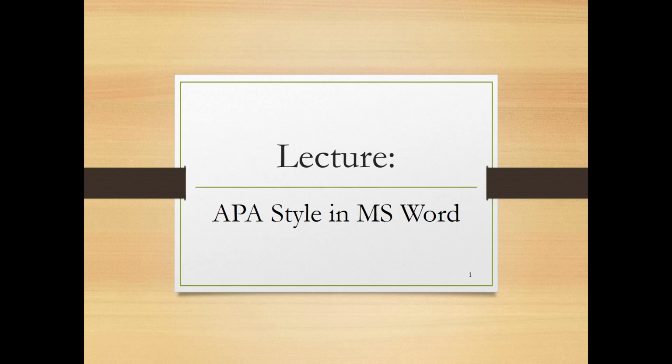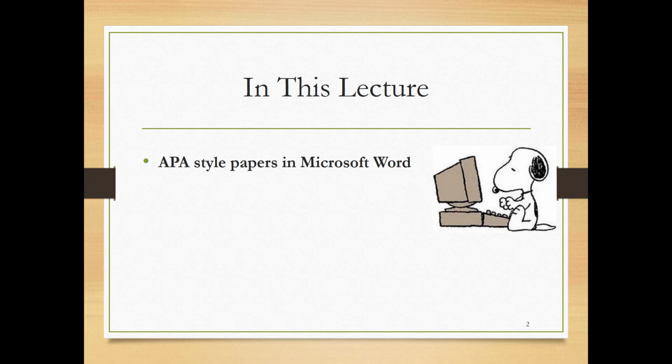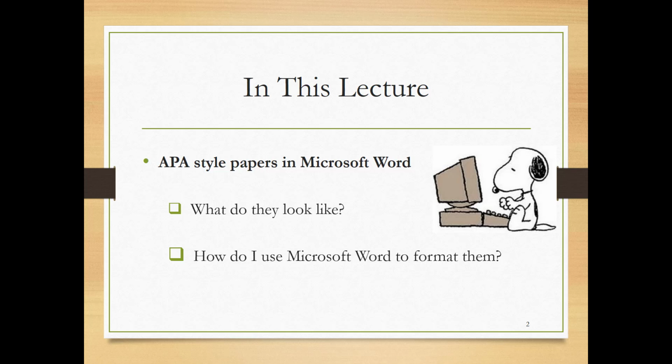Today's lecture is on APA style in Microsoft Word. In this lecture, we'll cover two topics. First of all, when we say APA style papers, what do they look like? And then also, how do I use Microsoft Word to format them? And so first, we'll take a look at the anatomy of an APA style paper so that you understand the overall structure of what they look like. And then we'll take a look at Microsoft Word to see how we can implement those features.